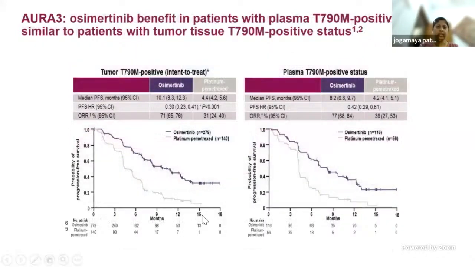When they compared progression-free survival in tissue T790M mutation and plasma T790M mutation, they found that the hazard ratios were almost similar. That means whether the sample for T790M mutation is collected from tissue or from plasma, osimertinib worked in both. In tissue, the hazard ratio for progression-free survival was almost 0.3, and in plasma it was 0.42. Both curves showed wide separation, suggesting that whether from tissue or from plasma ctDNA, osimertinib works in the second line after treatment with a first line TKI.